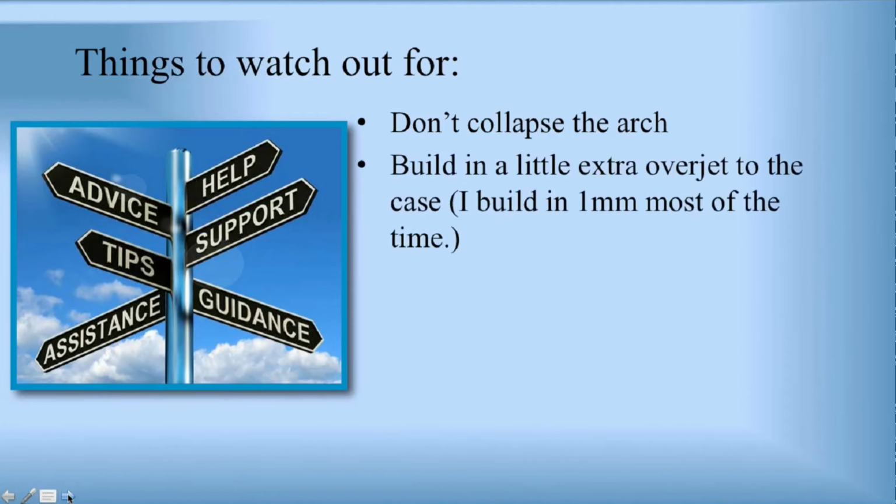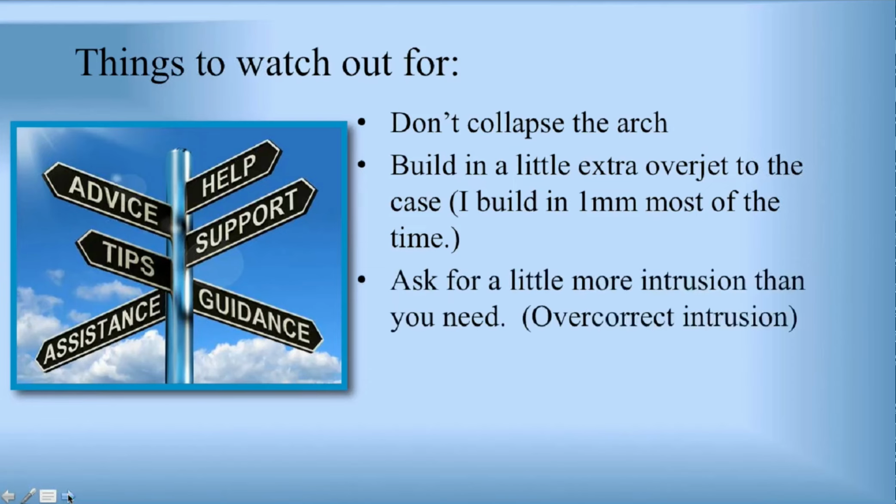Build in a little extra overjet to the case. I build in at least 1 millimeter of overjet between cuspid to cuspid on almost every case that I do, so that I have wiggle room. I don't want it at the end. I want them all to be touching, but I also want them to be touching evenly. I want the back teeth and the front teeth to be touching together, not one ahead of the other. So in order to get that, I build in 1 millimeter most of the time. Once in a while, 2 millimeters if I have a really unusual circumstance that requires a little bit more.